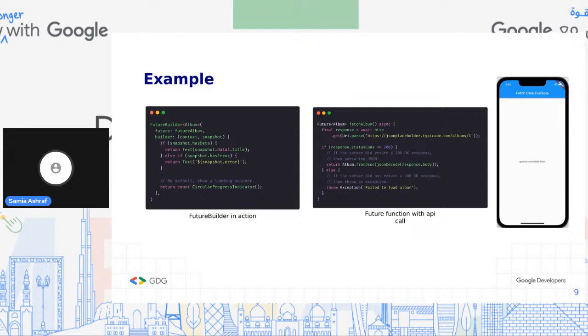So when we make the call to the API, again, a loading indicator will be displayed in the UI. And once the API returns with the result, the loading indicator will go away, and then we will rebuild the widget using the snapshot.data.title, which we can see here on the screen. So the title will be displayed after the API call is successful.